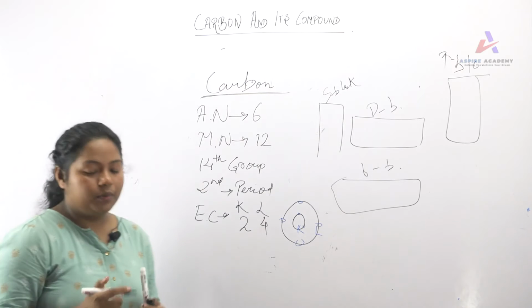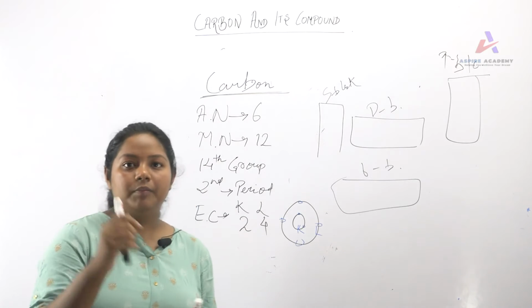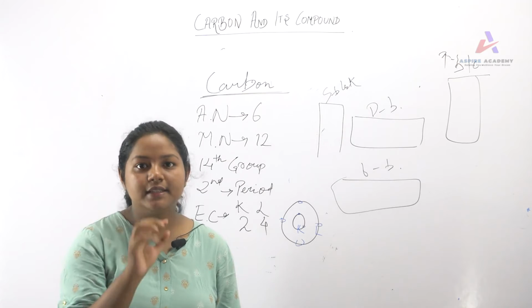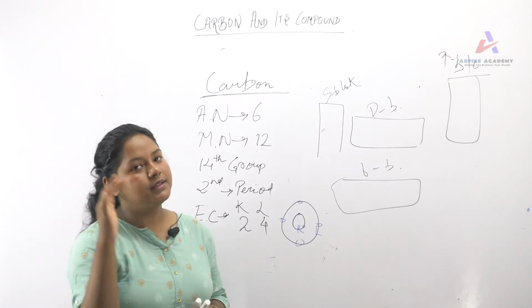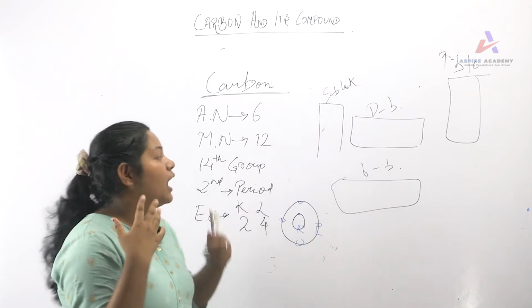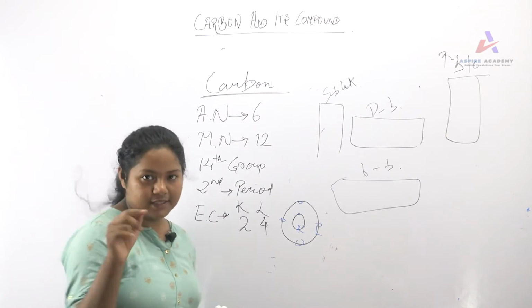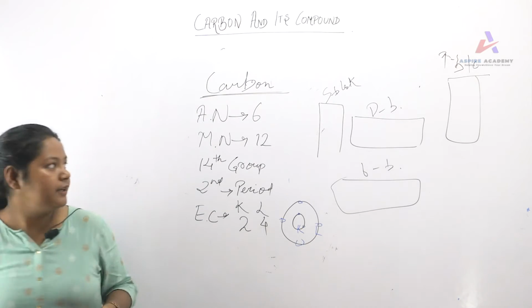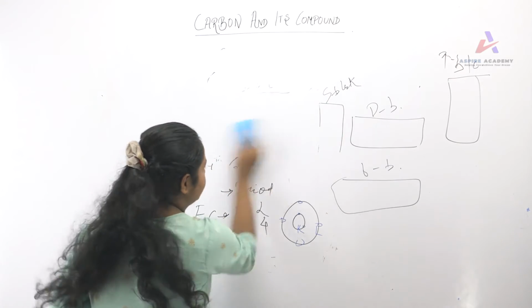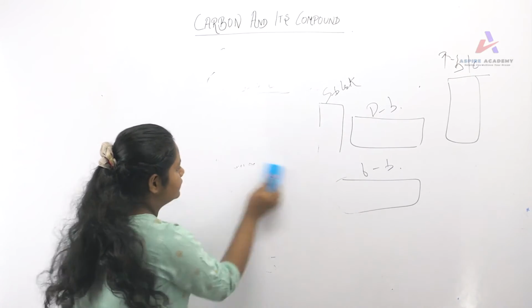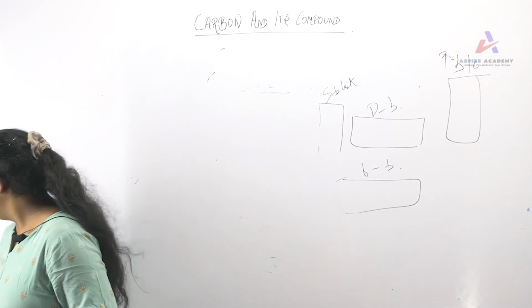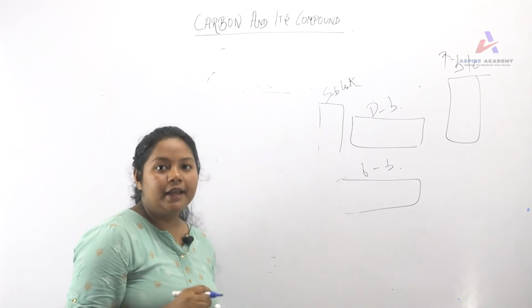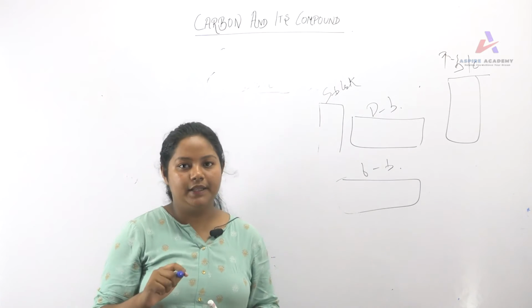Now I told you that carbon exists in 0.02% and 0.03%. Now I will say why. Now I will answer that query. See, carbon has 2 important properties.